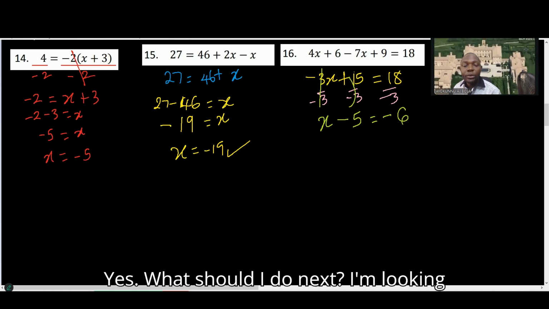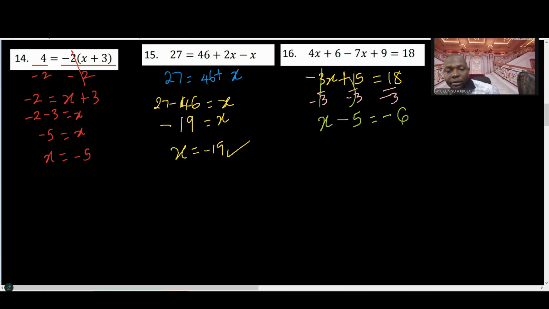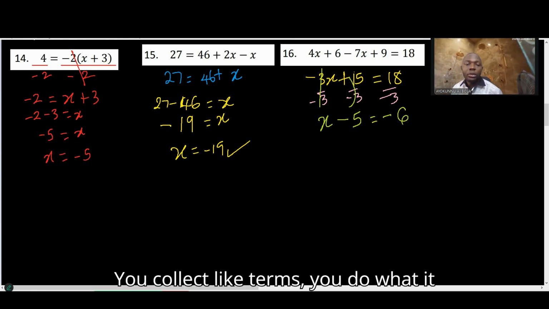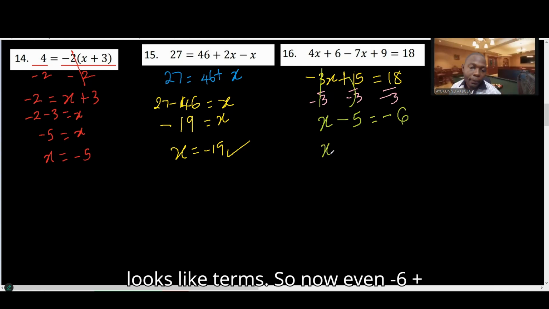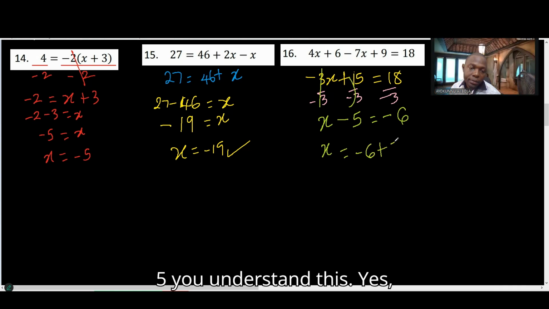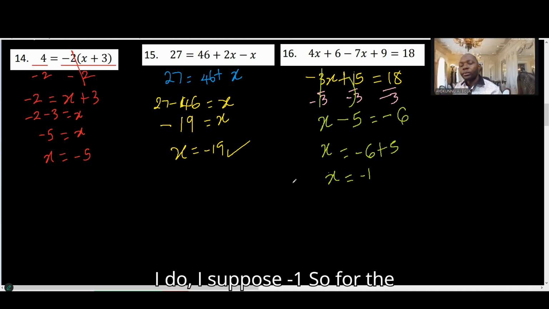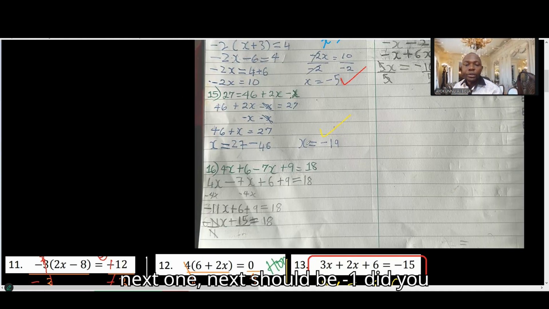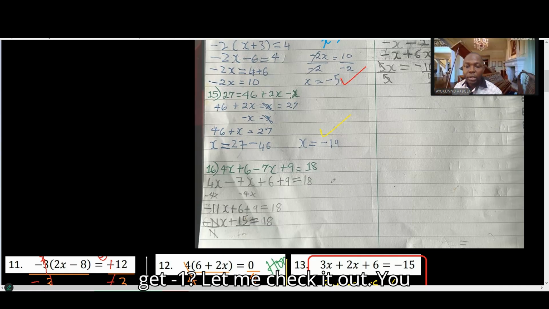Yes, what should I do next? You collect like terms. So that will be negative 6 plus 5. Do you understand this? Yes, I do. x equals negative 1. So for the next one, x should be negative 1. Did you get negative 1?